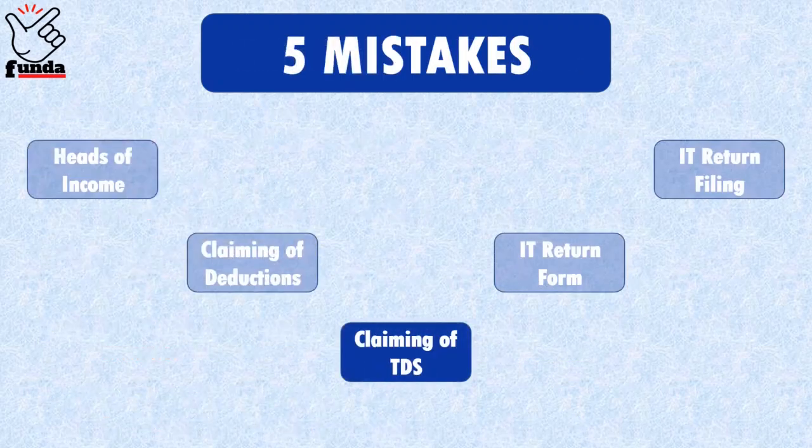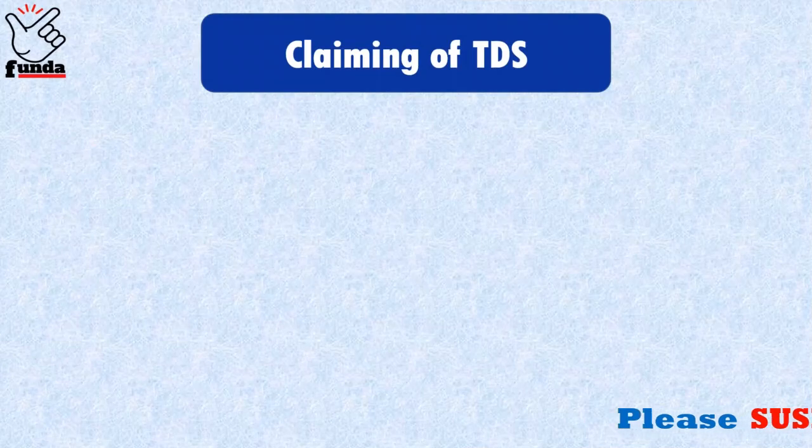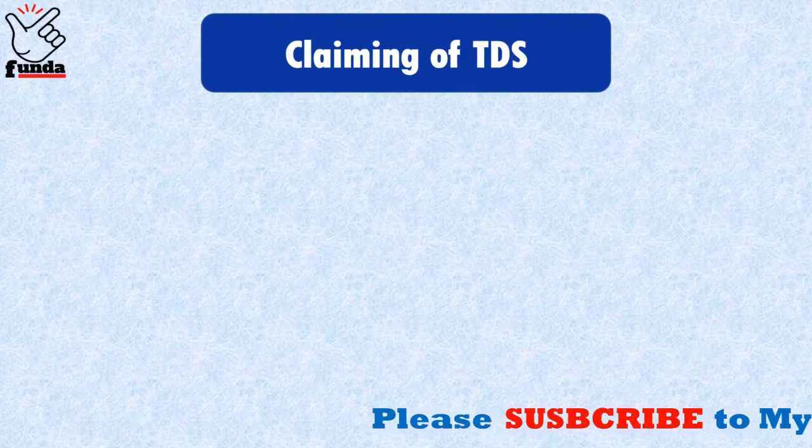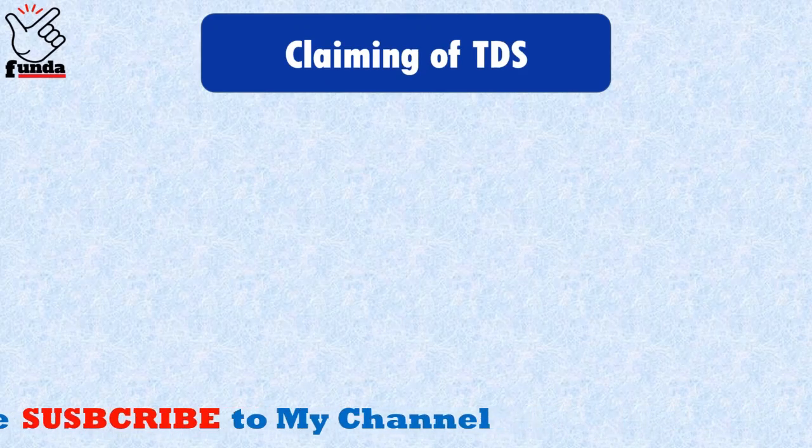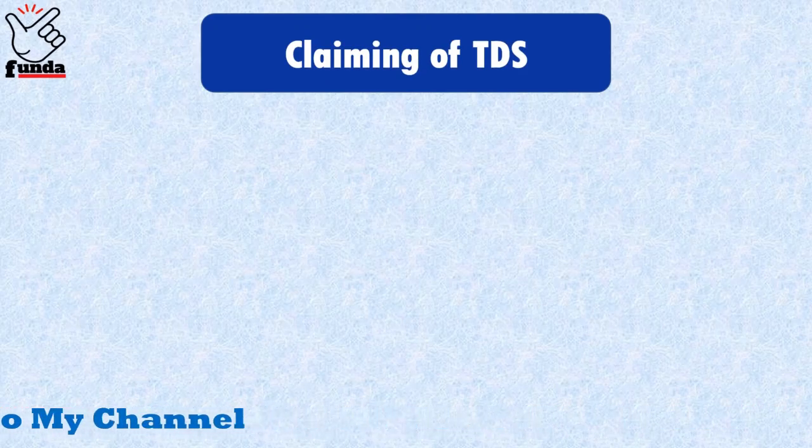Now let us explore the mistakes of taxpayers while claiming of TDS. Claiming of TDS is a very important aspect of the income tax return filing process. One must take full precautions in claiming of TDS. For that, one needs to check the TDS details in Form 26AS and then fill it in the IT return form.